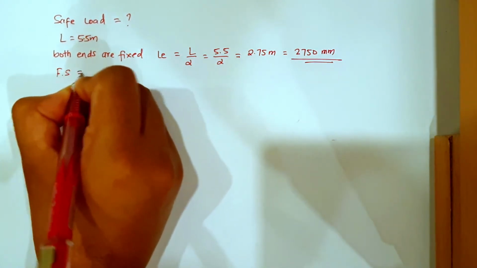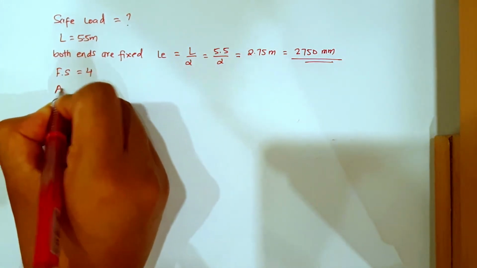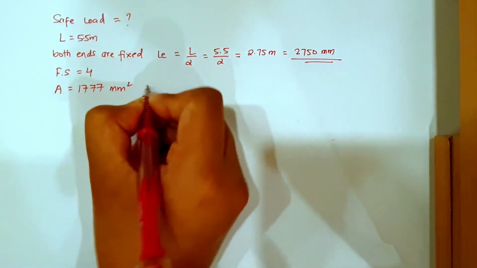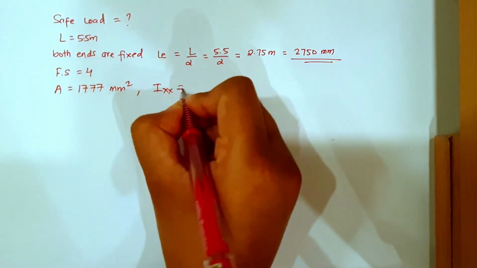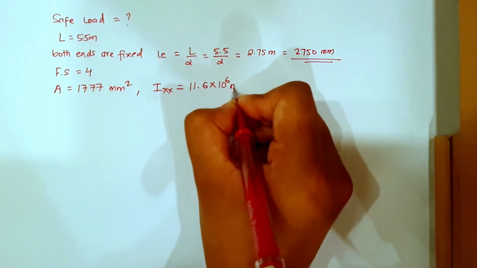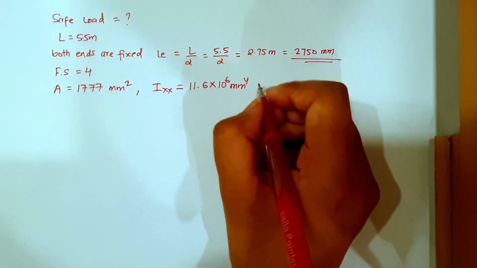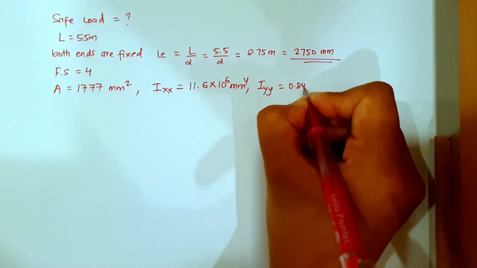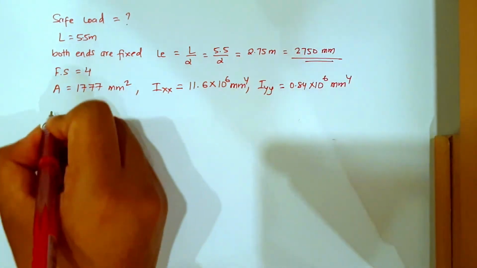So factor of safety is given 4, and the properties of sections are area is given equal to 1777 mm square, and moment of inertia about x-axis is given 11.6 into 10 raised to power 6 mm raised to power 4. And what else is given? Iyy is also given equal to 0.84 into 10 raised to power 6 mm raised to power 4.